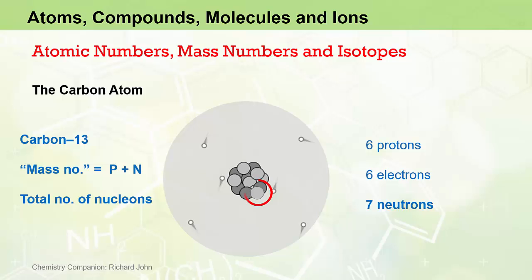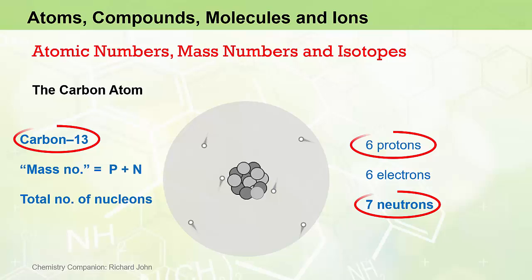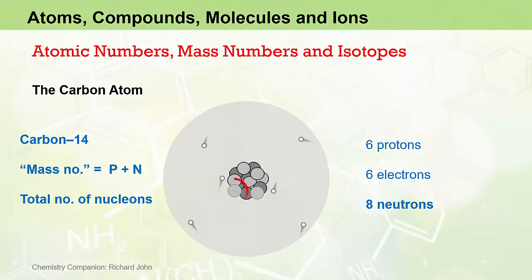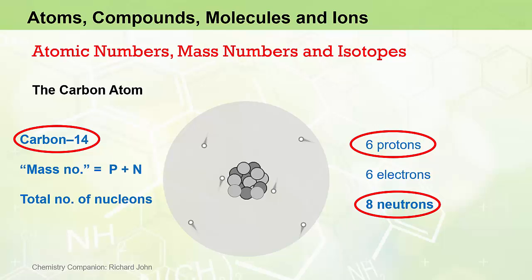Carbon atoms with the extra neutron have a total of 13 nuclear particles, or 13 nucleons, and take the name carbon-13. And carbon atoms that have 8 neutrons in the nucleus have a total of 14 nucleons and take the name carbon-14.